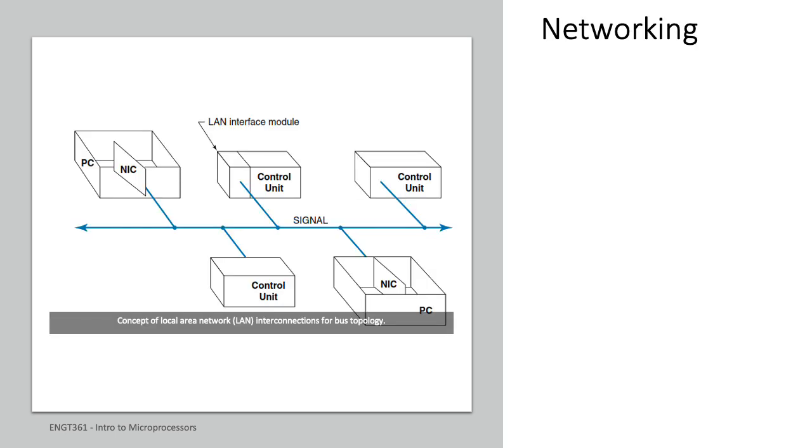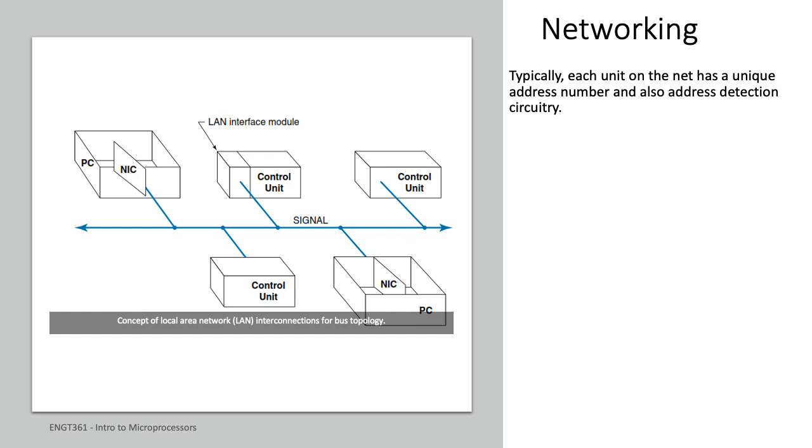Probably the most common use of serial data is in networking. More and more, networks are being used to interconnect all the units and devices in the control system. Network cabling differs depending on the type of local area network or LAN, but most use the generalized bus system shown here. Typically, each unit on the net has a unique address number and also address detection circuitry.